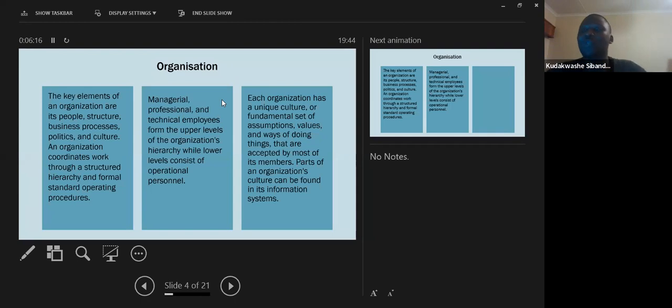Then there's also the politics of the organization, right? You come to find out that this department doesn't want to share information with that department. This department is competing with that department. These guys don't see eye to eye with the others. It's the politics of an organization, right? And the culture. So there are cultures that are different. I can give you an example.